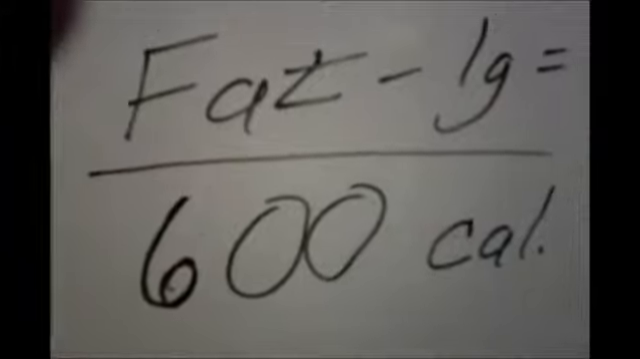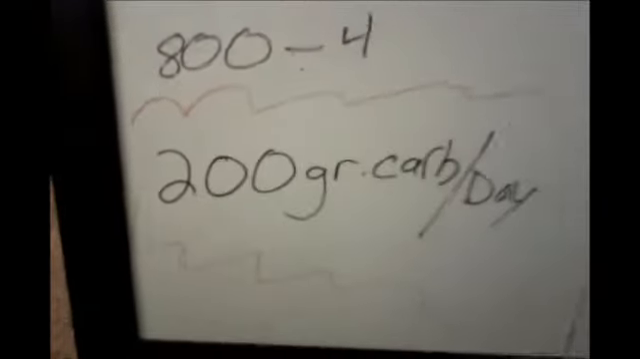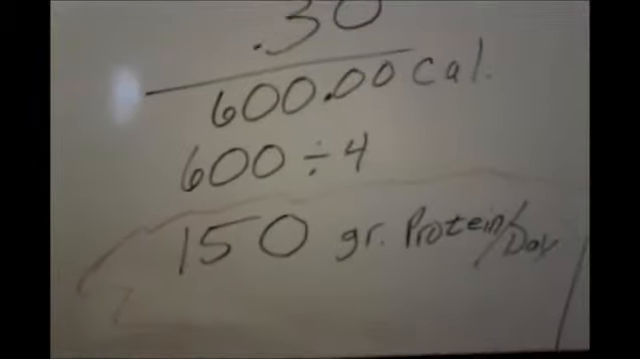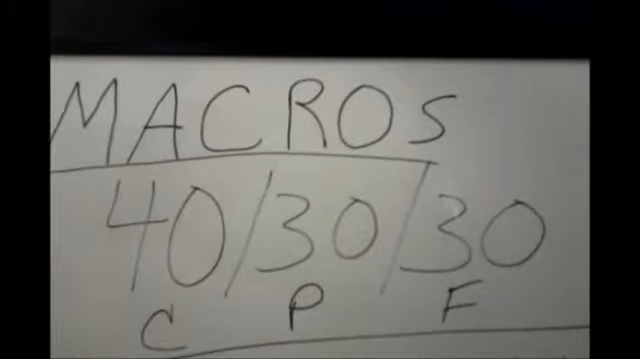Now, to divide that into grams, we know that 1 gram of fat equals 9 calories. So 600 calories divided by 9 equals 67 grams of fats per day. Okay guys, so we have our 2,000 calorie a day diet. We're going to go to 200 grams of carbs per day, 150 grams of protein per day, and 67 grams of fat per day. And that is going by a 40-30-30 ratio.